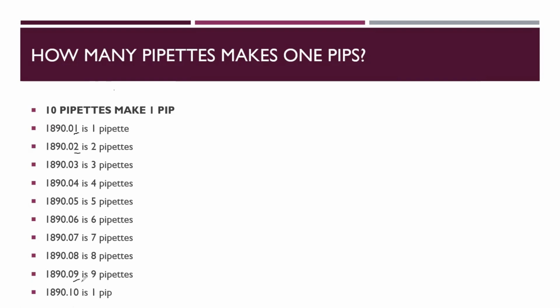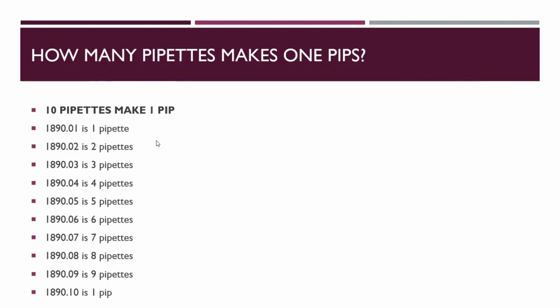Now, as it gets to 9, and it goes to the next increase by 1, we'll move to 10, right? So you see, we now have 1890.10, which now becomes 1 pip because the first number after the decimal point is 1. Have you seen that? So all the way from 1 to 10, that means 1 pip is the same as 10 pipettes, or 10 pipettes make 1 pip. If you need to, go through the video again and rewatch so that you can understand. So yeah, let's move on.